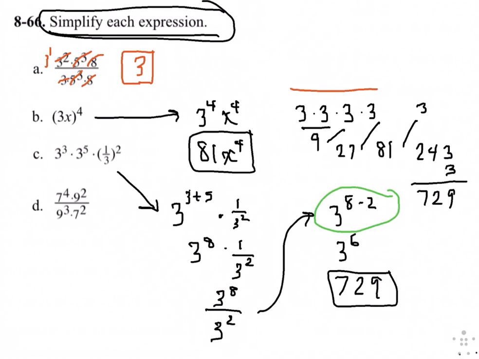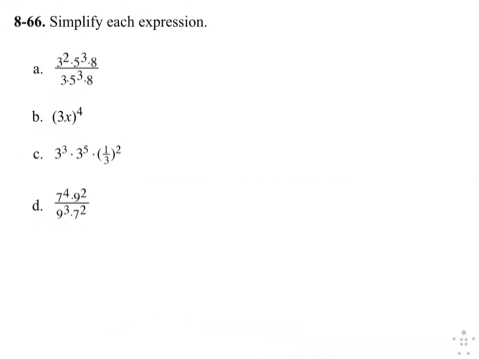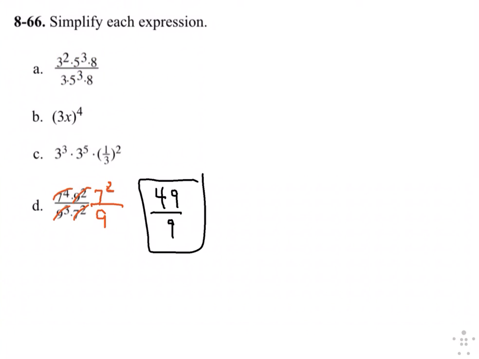Let me make some room now for D. D, we have the ability to cancel a little, right? 7 to the fourth over 7 squared leaves me with 7 squared in the numerator, right? Because 4 minus 2 is 2. And then 9 squared over 9 to the third leaves me with a 9 to the first in the denominator, or 9. So I have 7 squared over 9, which becomes 49 ninths. And there is no common factor there, so that is simplified unless you, for some reason, want to change it into a mixed number.